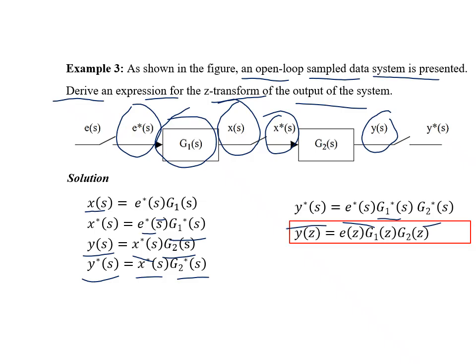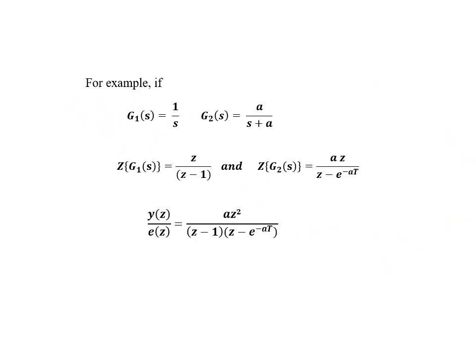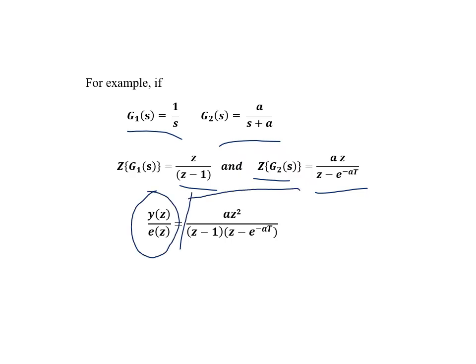We substitute Y star by Y of Z. Then Y of Z equals E of Z, G1 of Z, G2 of Z. For an example, we take G1 equals 1 over S and G2 equals A divided by S plus A. We get the Z transform of the first one, which is Z divided by Z minus 1. And for the second term, the Z transform of G2 of S is equal to A times Z divided by Z minus e power negative AT. Then Y divided by E is equal to A Z squared divided by Z minus 1 times Z minus e power negative AT.